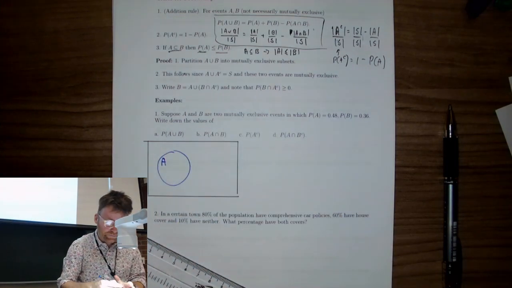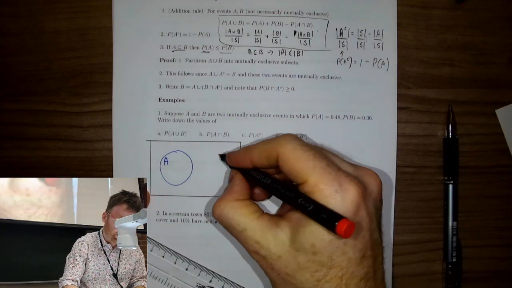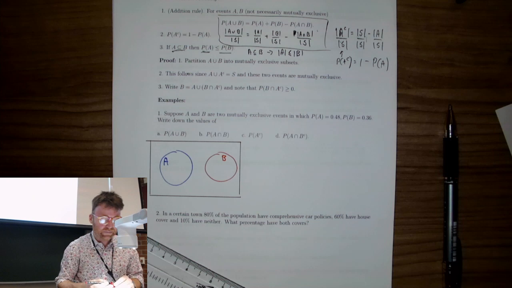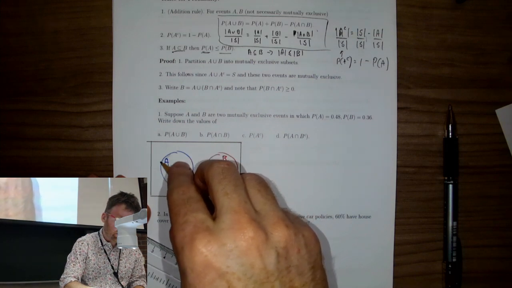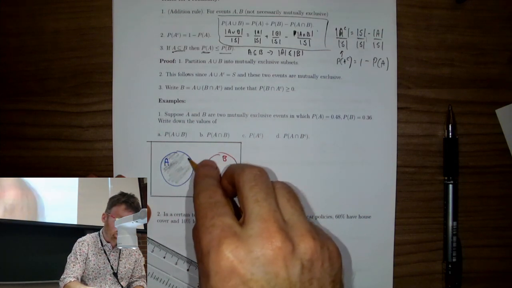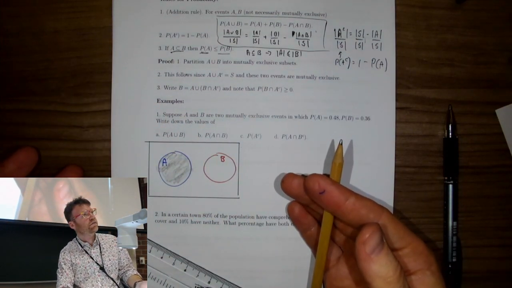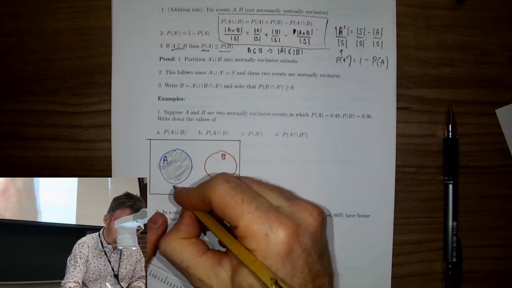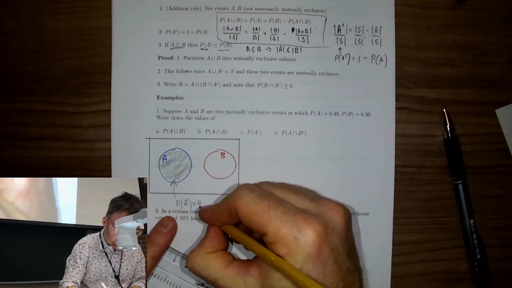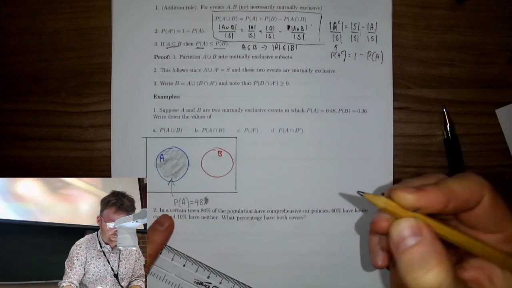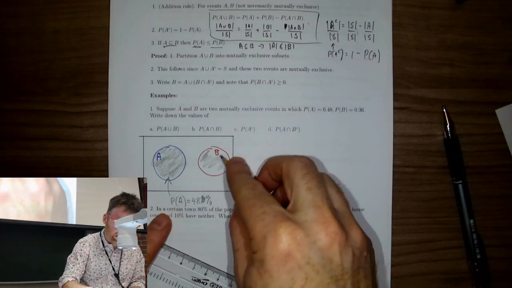Here, I'm told they're mutually exclusive events, which means that B and A have no overlap. Over here, there's B. These probabilities give me some feeling of the relative size of A. You can think about this region as taking up, say, 48% of the space. And you can think about the probability of B as taking up 36% of the space.